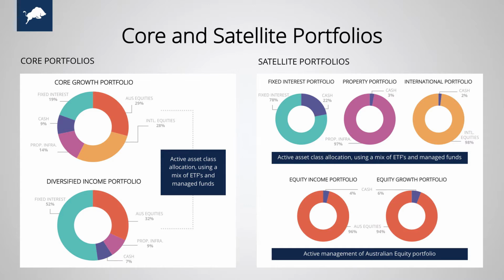So I did mention I'll talk about how you can actually put them together. There's a way of thinking called core and satellite portfolios. You don't need to have all your funds just in, say, our core growth or our diversified income portfolio. You can actually mix and blend those portfolios with our actively managed accounts, which are the Intelligent Investor Income Portfolio and the Intelligent Investor Equity Growth Portfolio.